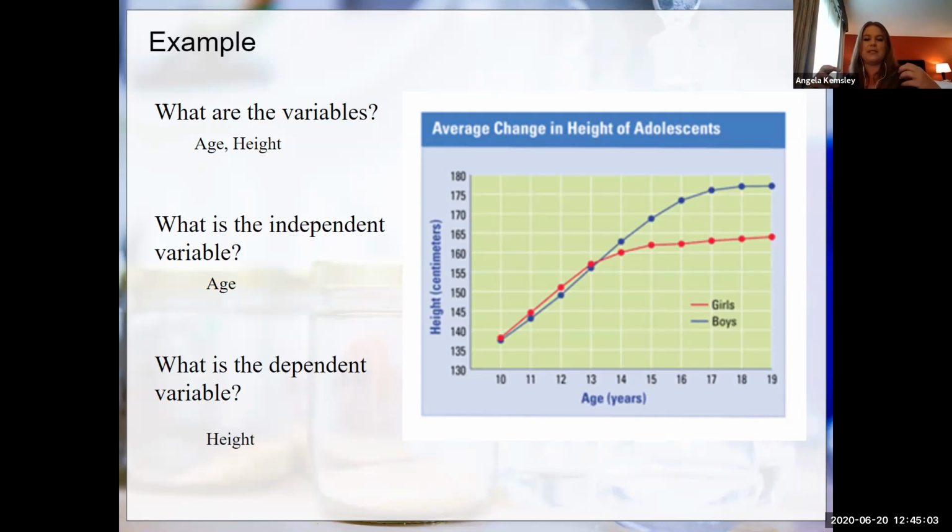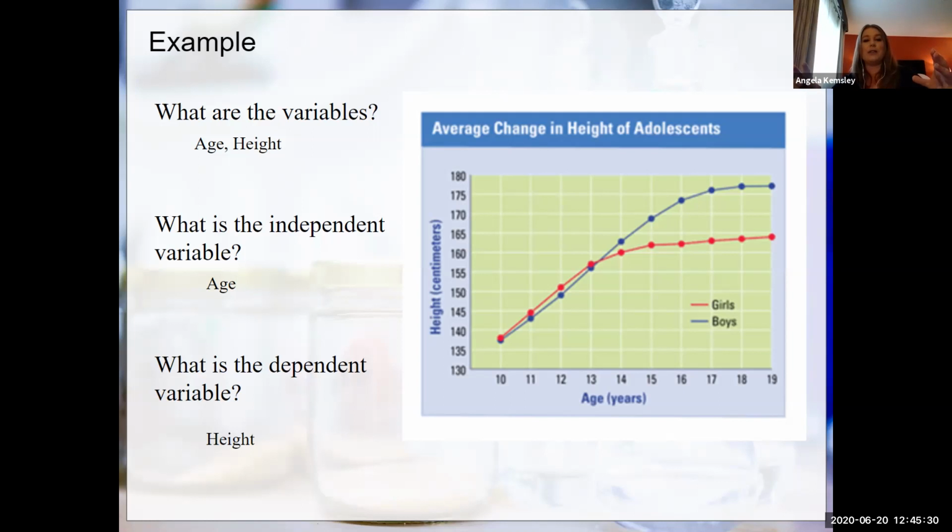Now you can think about this. Is your age going to change your height, or is your height going to change your age? So do you get taller as you get older, or is the fact that you're getting taller changing how old you are, right? It's the fact that as you get older, that's going to make you taller, right? So your independent variable is going to be age. Your dependent variable is going to be height.